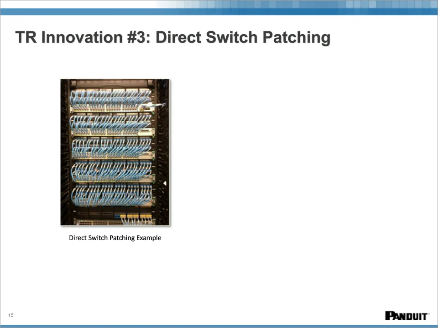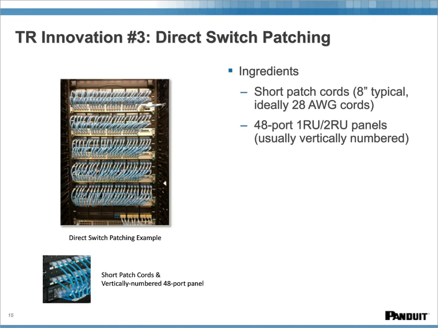And here's what this looks like in practice, and I can tell you that this is an actual customer photograph from a specification that they have settled on, realizing that this is the most dense and the most easily implemented configuration for edge switches. The ingredients for this are really pretty simple. You have short patch cords with 8-inch lengths being typical, and ideally these are 28-gauge cords.